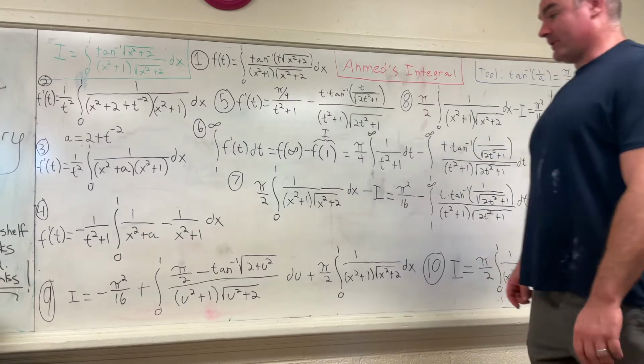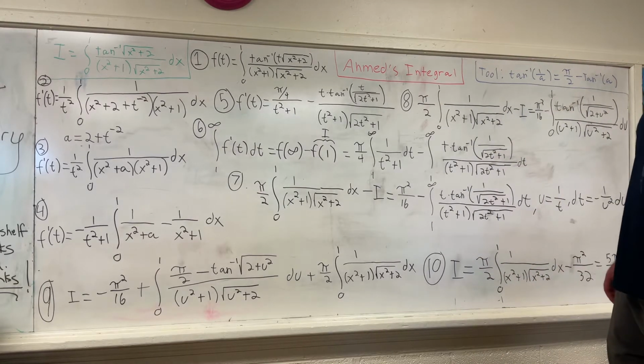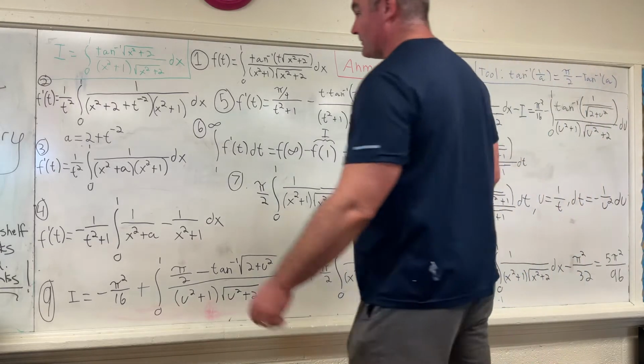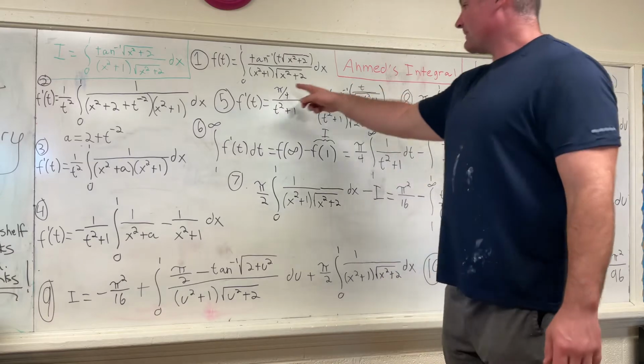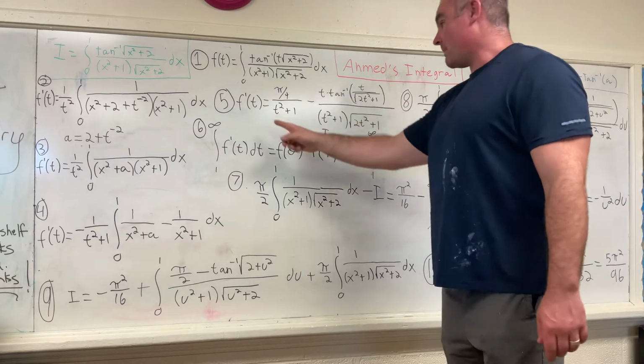That's a very difficult integral to evaluate in and of itself. But when you do, and then resubstitute 2 plus t to the negative 2 for a, you do get this. And this is written the best way possible.